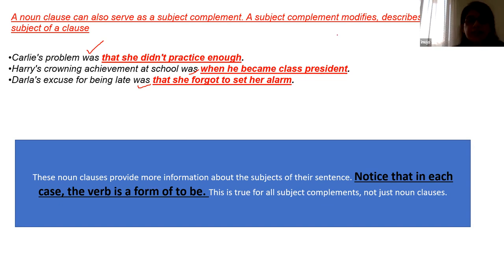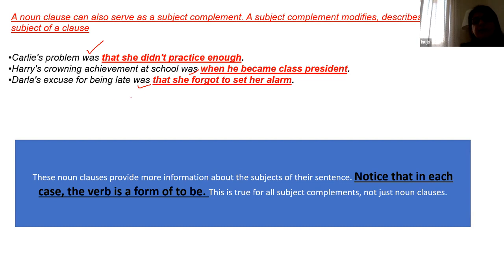Now, what is the question you ask? Harry's crowning achievement at school was when he became the class president. So when you ask the question, what was Harry's crowning achievement? It was when he became the class president. You just cannot say he became class president. You have to use the entire noun clause beginning with when he became the class president. So that is complementing Harry's crowning achievement. It is a complement to the subject. Hence, here the noun clause is functioning as a subject complement.